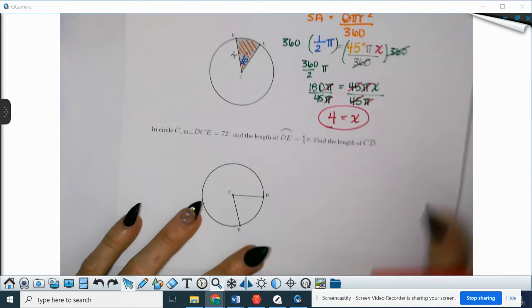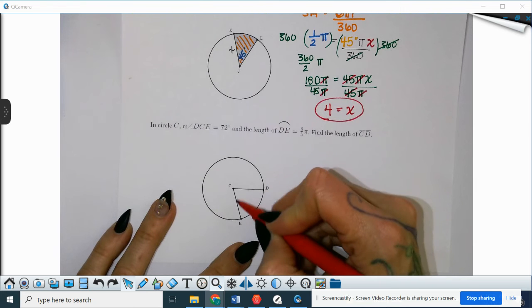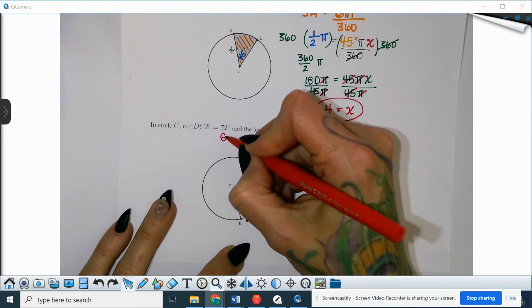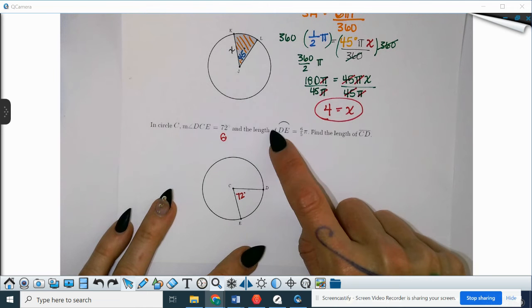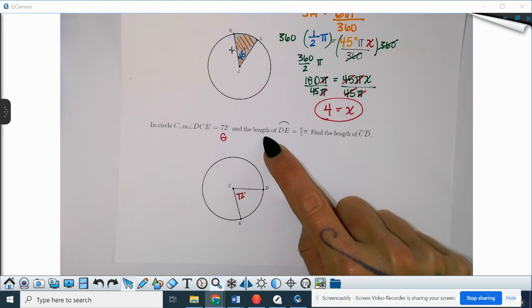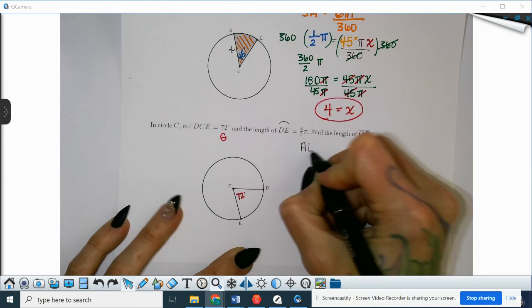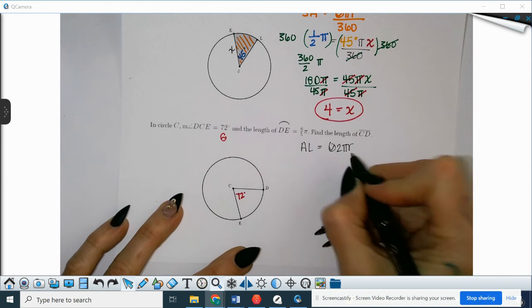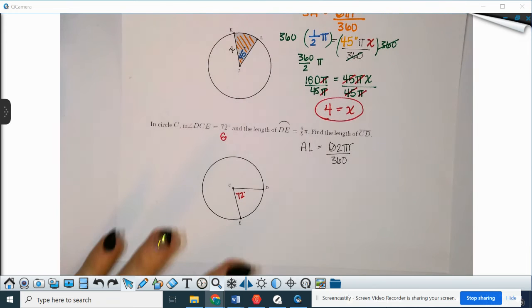All right, so circle C, DCE is 72, so DCE is 72 degrees. So again, this is theta given. And the length of, and this means arc, so the arc length. So now we're not doing area anymore, sector area, we're doing arc length. So our formula changes. So arc length equals theta over 360 times 2 pi r, because that's circumference, because remember this is a portion of the circumference of an entire circle.